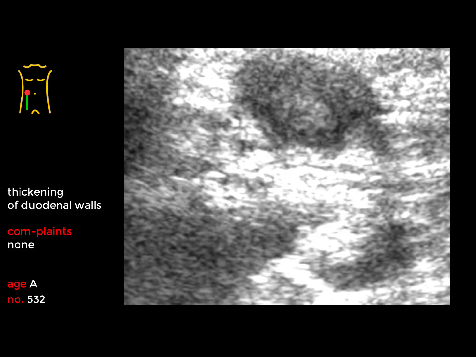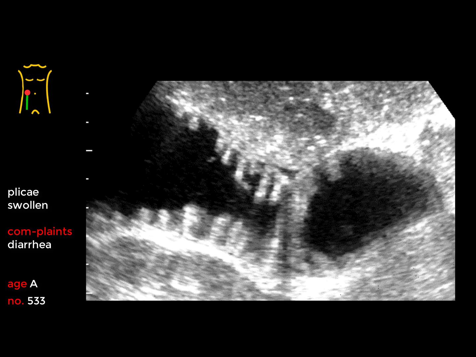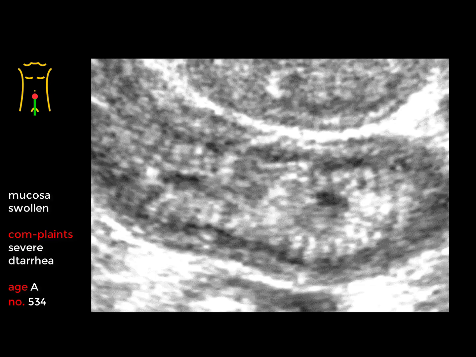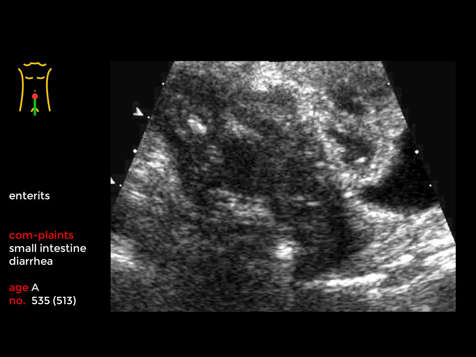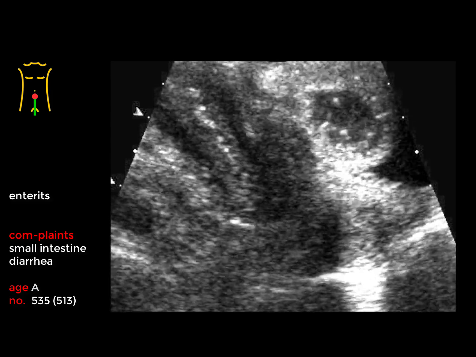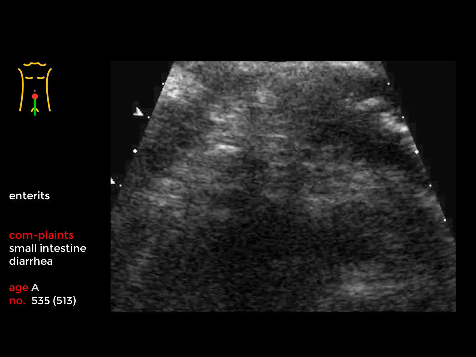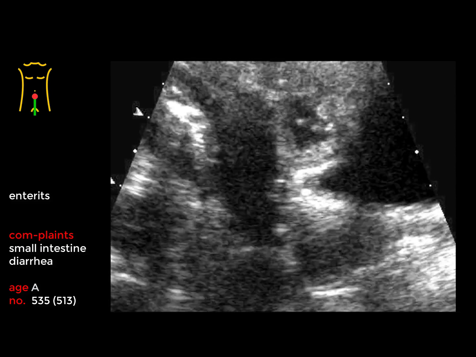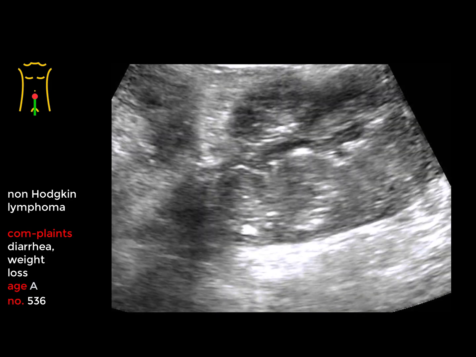In 532, thickening of wall layers again is due to Crohn's disease. Note the loops being hit in a transverse fashion. In 533, note the inflamed and swollen plicae in the course of a Crohn's disease as well. And an even more pronounced fold swelling in 534. Whereas case 535, C513, is repeated in different sections and different zoomings because it is so impressive.